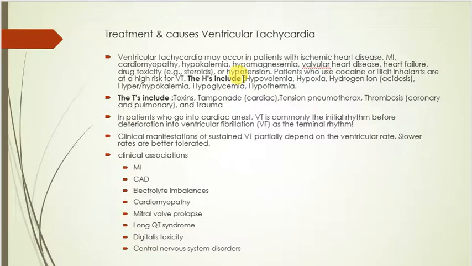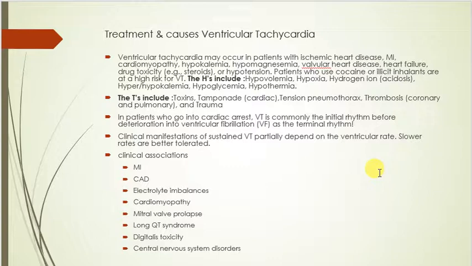But once we go through all this, we look at the H's and the T's. Is it hypovolemia? Is it hypoxia? Is it acidosis? Is it hyper or hypokalemia? Is it hypoglycemia? Is it hypothermia? Then we look at the T's: toxins, tamponade, tension pneumothorax, thrombosis, and trauma.